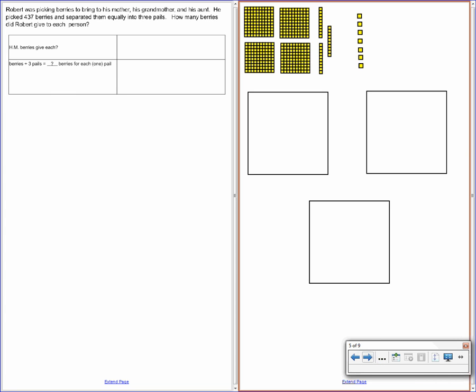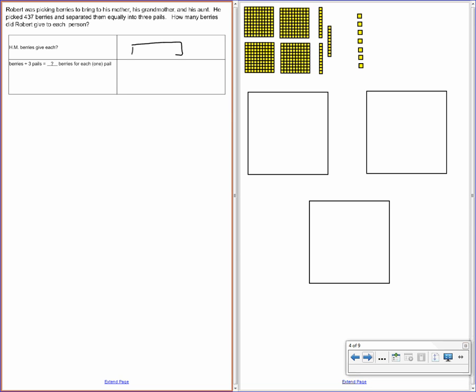Let's try one more, and this one I'm going to go a little bit faster. So you guys remember, you can always go back and rewatch this video if you need to. Robert was picking berries to bring to his mother, his grandmother, and his aunt, so 3 people. He picked 437 berries and separated them equally into 3 pails for 3 people. How many berries did Robert give to each person? So here's our 3 pails, and there's 437. I want to know how much each person gets. So the berries divided by 3 pails equals how many berries for each 1 pail.